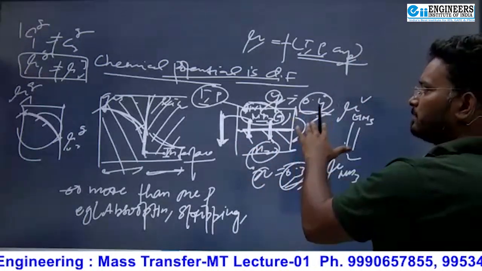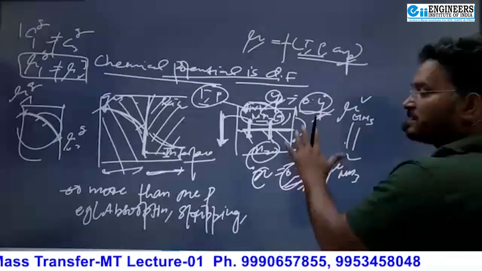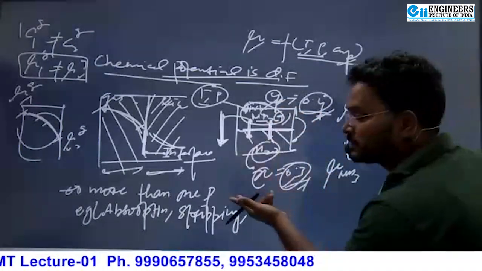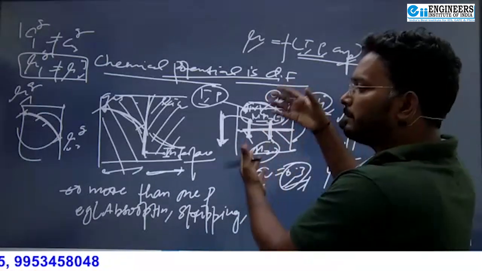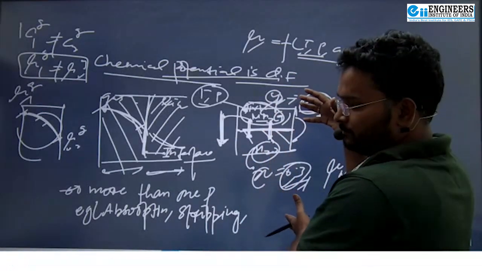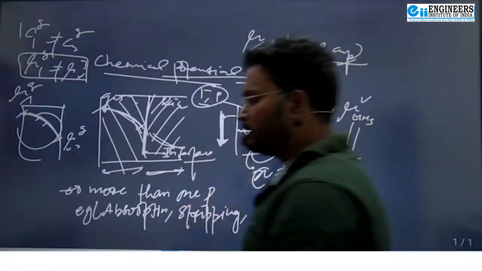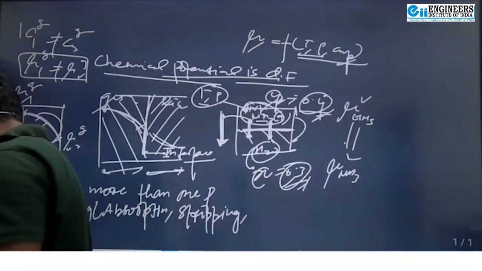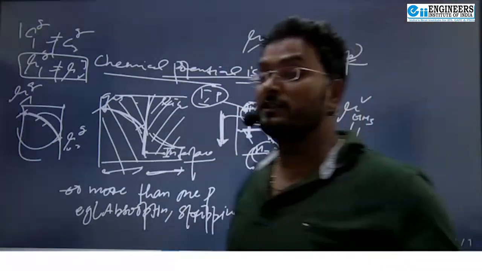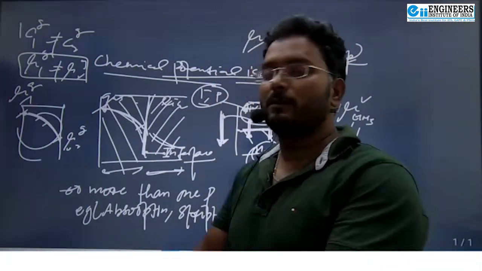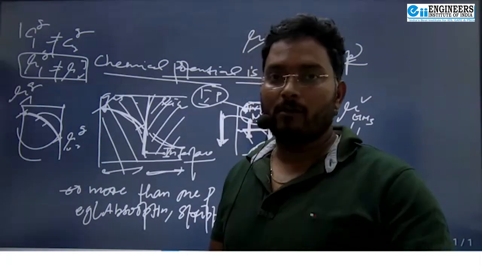Even if the composition of the vapor and liquid phase is the same, the chemical potential in the two phases is still not going to be the same. Clear? The true driving force for mass transfer, as a whole, is chemical potential, not the concentration difference. It is the difference in chemical potential instead of concentration difference.